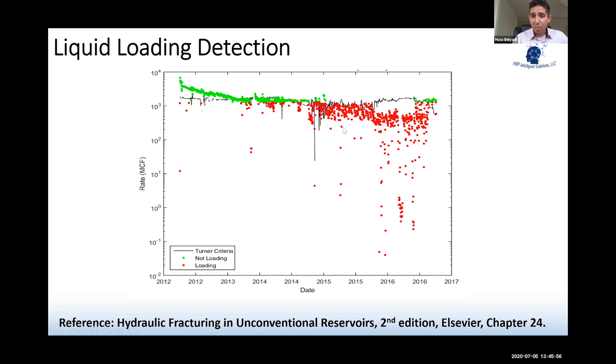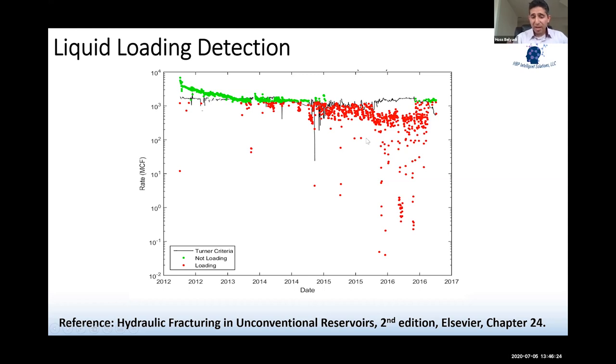So that is considered to be cluster one, okay? I just simply plotted gas rate versus time, and then I'm simply classifying which data points fell under cluster zero and which data points fell under cluster one. And you can see the green data points fell under cluster zero, which is unloaded, and the red data points fell under cluster one, which is loaded condition.